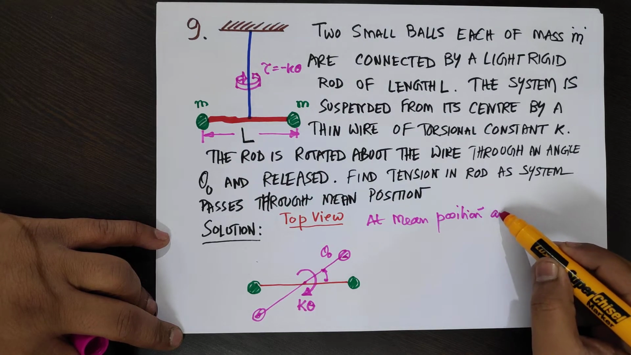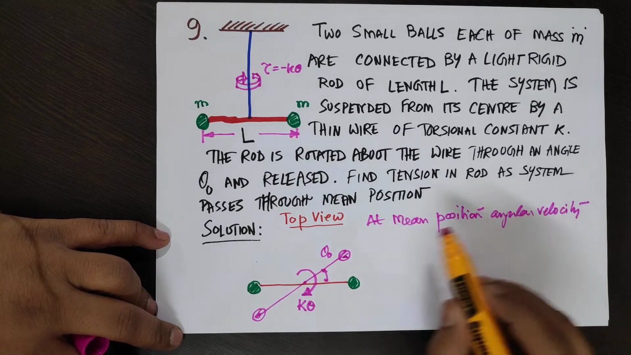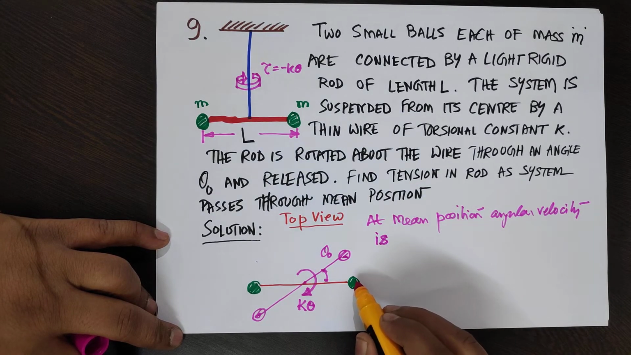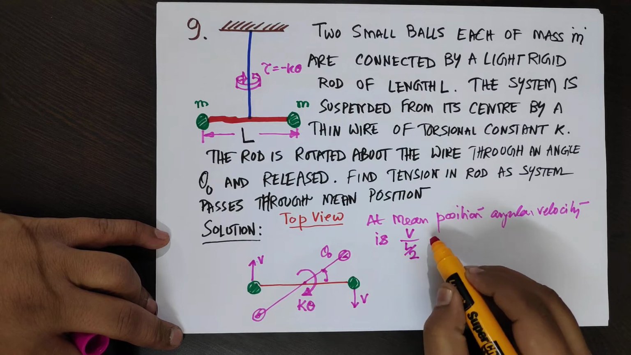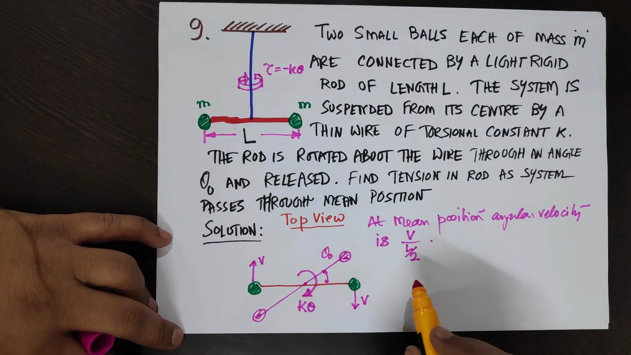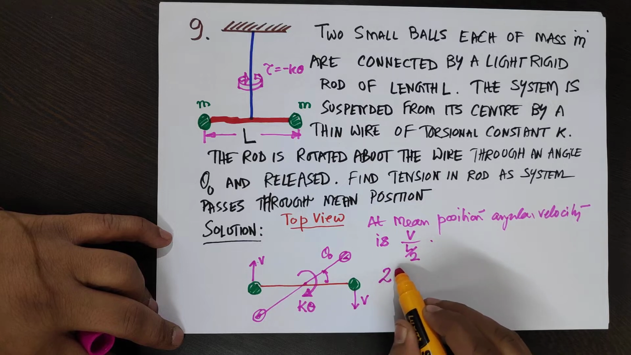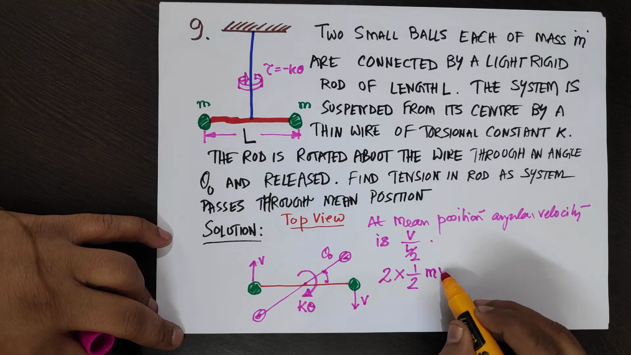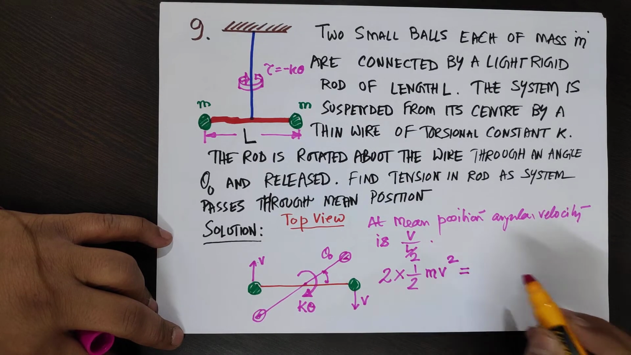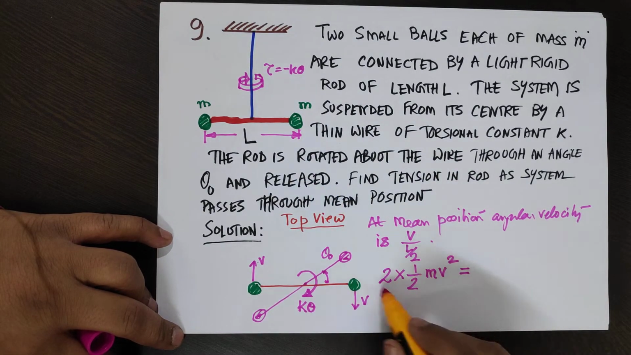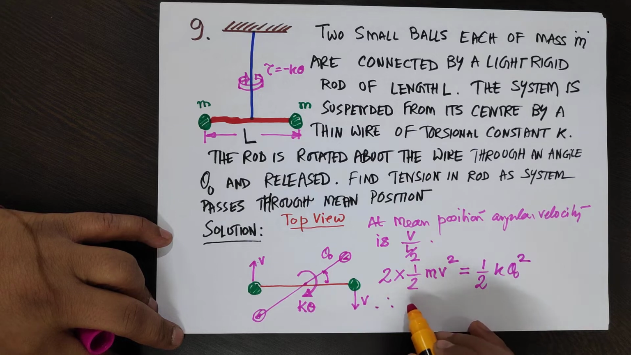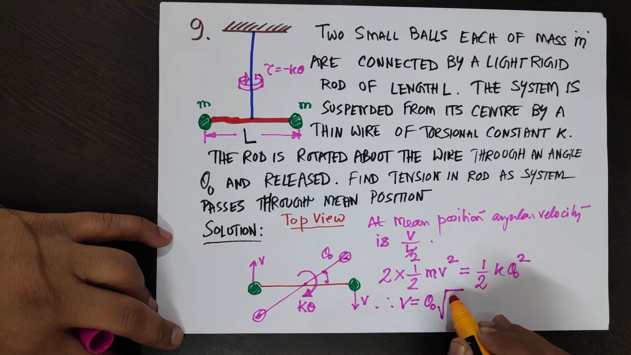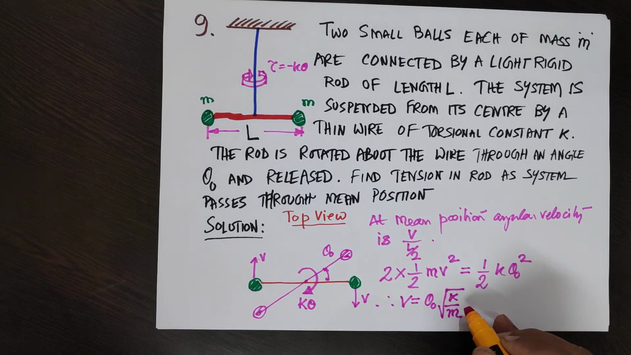angular velocity is, say, when it passes through the mean position, linear velocity is v. So angular velocity v by half of the length, whatever. So here you can write 2 into half m v square equal to the potential energy stored in the wire converted to this kinetic energy. So it will be half k theta naught square. Therefore you can find v as theta naught root over of k by m, right.